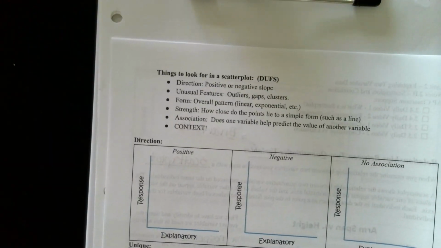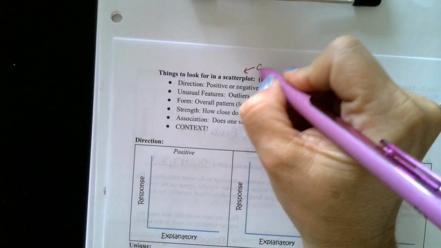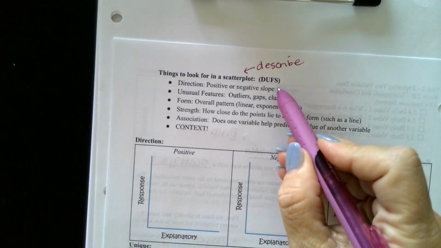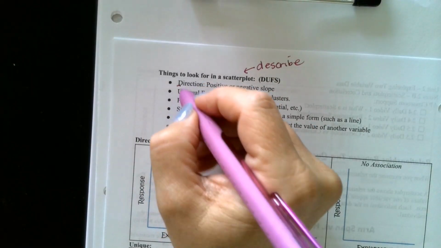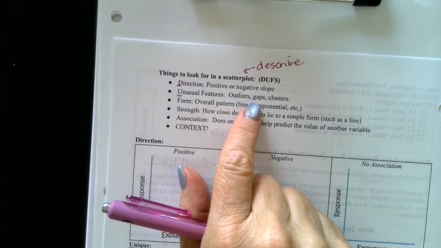All right, so this talks about this acronym that we're going to use when we describe a scatter plot, and we're going to use DUFS as our acronym. So direction, unusual features, the same thing that we had when we had our outliers. So we're looking for outliers, we're looking for gaps, we're looking for clusters.